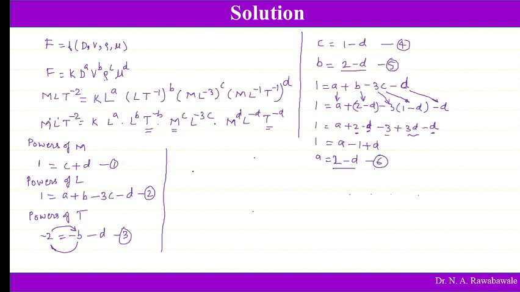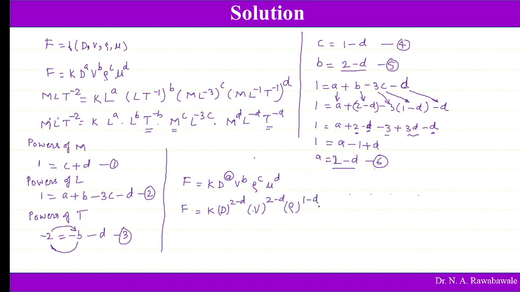So now, as we know the first equation, F is equal to K D to the power of a, V to the power of b, rho to the power of c, and mu to the power of d. Now we can substitute these values. F is equal to K, D to the power of 2 minus d, since the value of a in terms of d is known and we have substituted it from equation number 6. Then V to the power of b, where the b value is also 2 minus d. Then rho to the power of c, where the c value is 1 minus d.